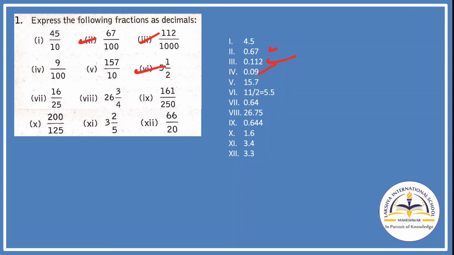Now for this question, that is 5 1 by 2. Here what you have to do, 5 1 by 2, this is the mixed fraction, so 2 5s are 10, 10 plus 1, 11 by 2. Now you have to divide them, that is 5.5. This will be the answer, that is 5.5. So in this way you have to solve the other questions.